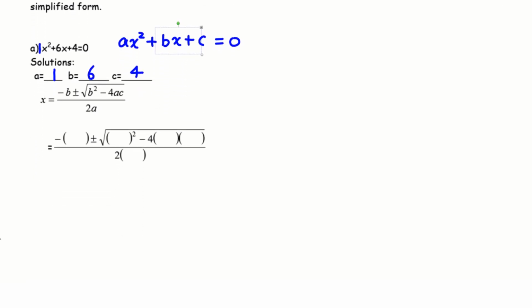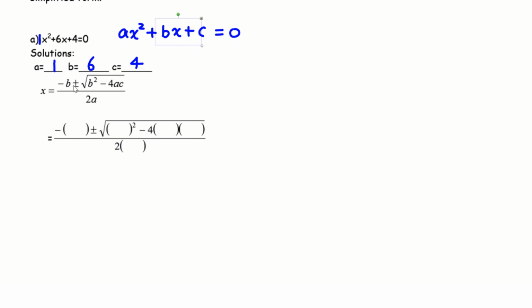Then after we determine the a, b, c, we are going to sub in a, b, c into the equation. So b is 6, so negative 6. b squared is 6 squared. 4 times a value is 1, c value is 4, and 2 times a value is 1. Then after that is negative 6 plus minus, use your calculator to find out. 6 squared is 36, 4 times 1 times 4 give you 16, so subtract give you 20, then all over 2.